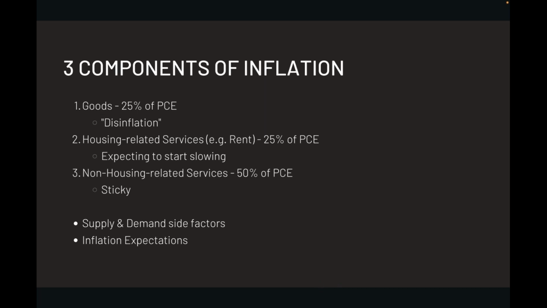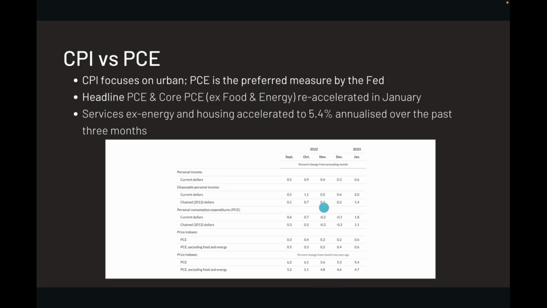So you may wonder, what is the difference between CPI and PCE? We see two data points. CPI is typically mid-month, and PCE is at the end of the month. CPI is important because it gets released earlier, but it only focuses on the urban population, so it's not representative of all areas, especially the rural areas. Whereas PCE is the preferred measure by the Fed, and that's where the 2 to 2.5% inflation target comes from.